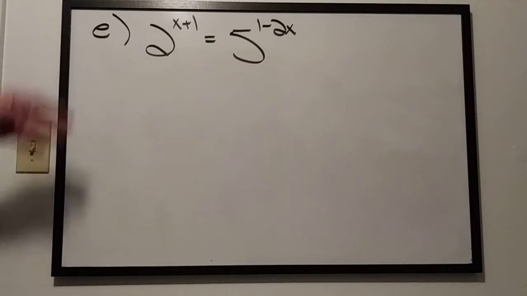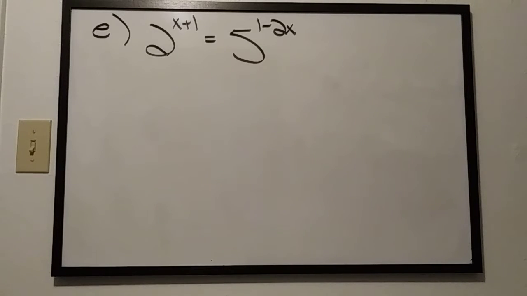So as you look at part E then, we have 2 to the x plus 1 power is equal to 5 to the 1 minus 2x power. This is another example of an exponential equation. And as you look at this exponential equation, you might be tempted to say, hey, we just did an exponential equation in D, so it must be exactly the same technique.